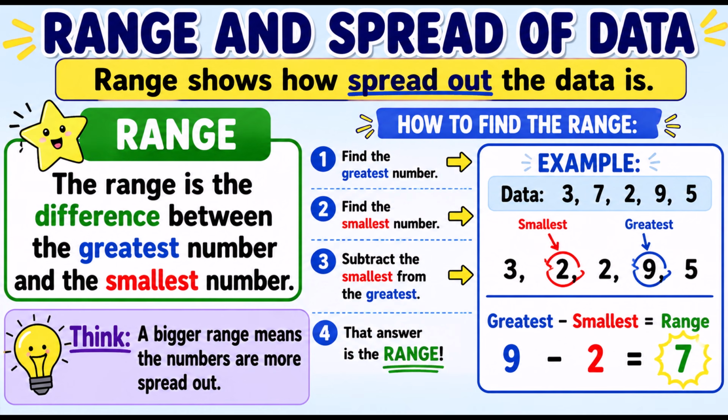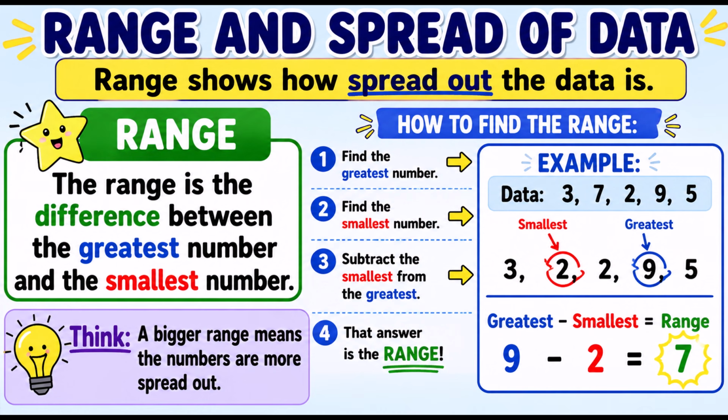Range and spread of data. Range shows how spread out the data is. The range is the difference between the greatest number and the smallest number. A bigger range means the numbers are more spread out. This is how to find the range.